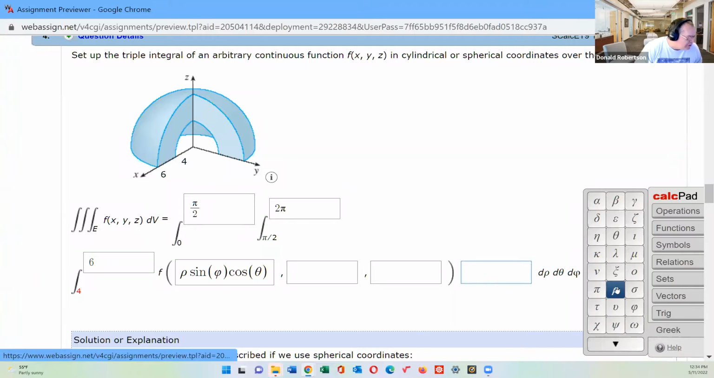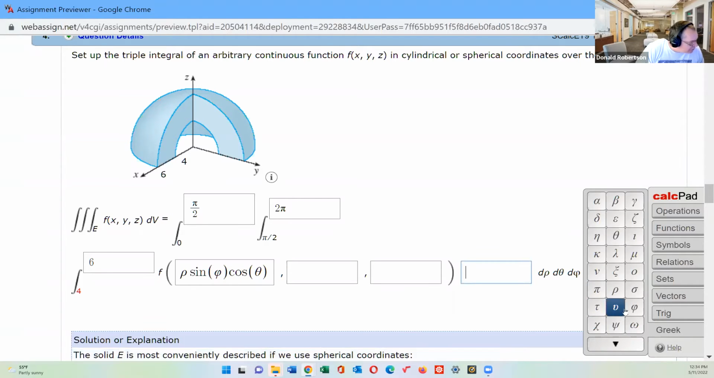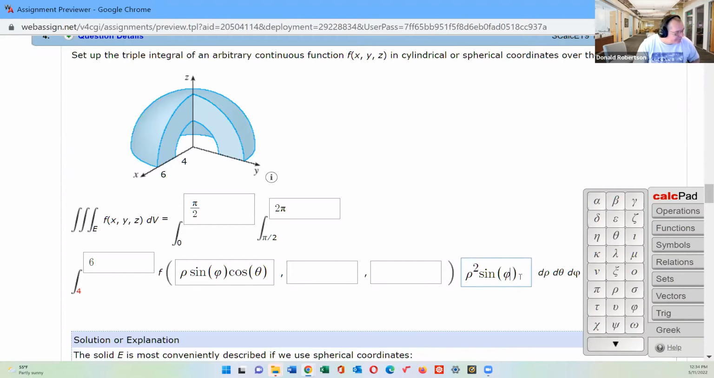You remember there's an r dr d theta. Well, in cylindrical, it's an r, but here it's a rho squared sine phi that you have. So rho squared. Will it take it this way? I'm trying to do shortcuts. Oh, good. Rho squared followed by the sine of phi. That's the question finished, right?